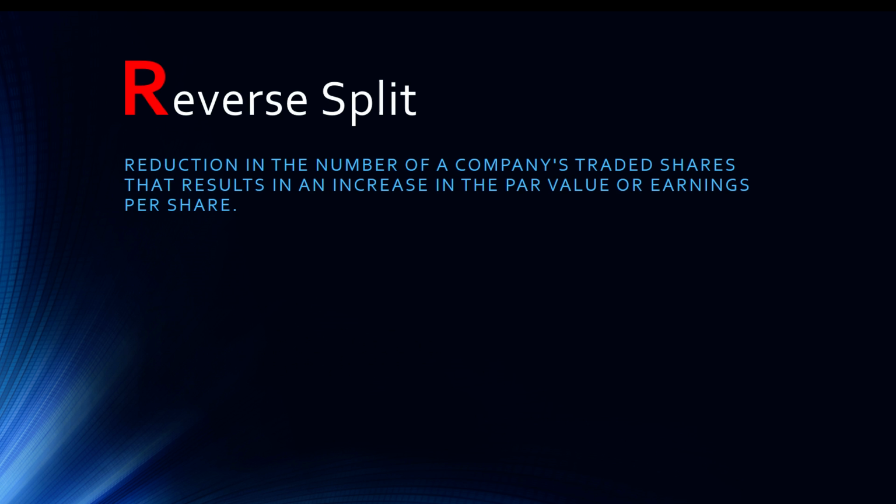R is for reverse split. A reverse split is a reduction in the number of a company's traded shares that results in an increase in the par value or earnings per share. Reverse splits happen all the time. It happens in ETFs. It happens in OTC. It happens all over the place. A reverse split basically means that if you have 100 shares and they're doing a 10-to-1 reverse split, you'll end up with 10 shares.